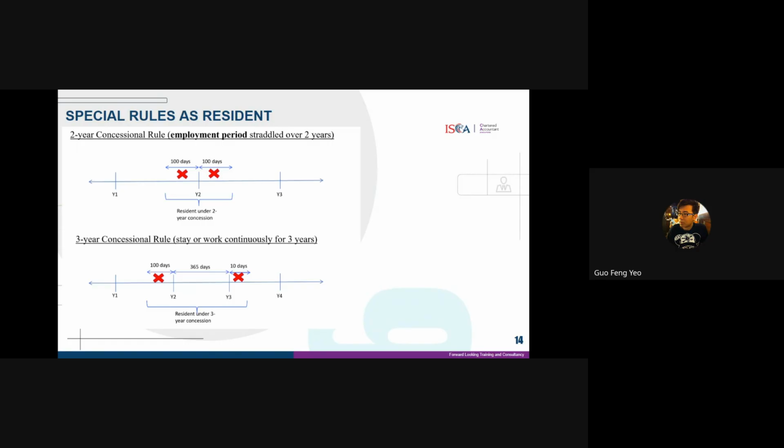On this slide, we would like to present the 2-year administrative concession as well as the 3-year administrative concession diagrammatically for your ease of reference and understanding. Starting with the 2-year concessional rule, where the employment period straddles across 2 years, you will see that as an example, in year 1, the individual was hired for 100 days, and in year 2, hired for another 100 days.